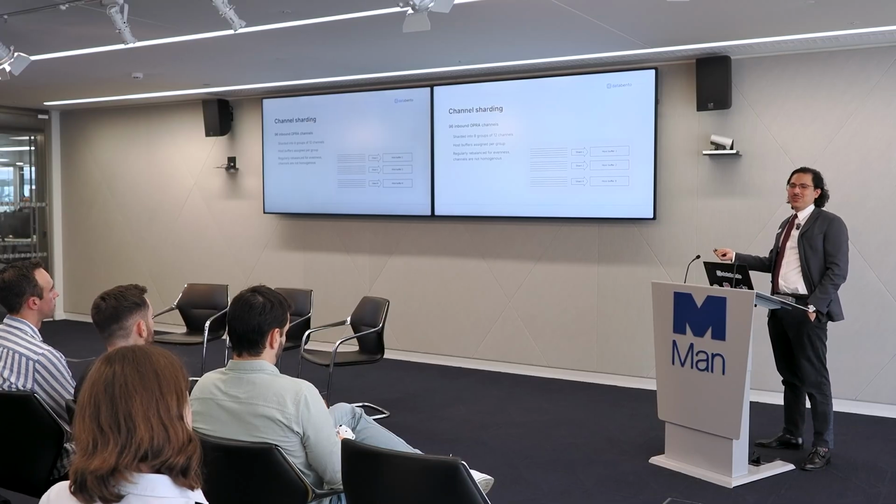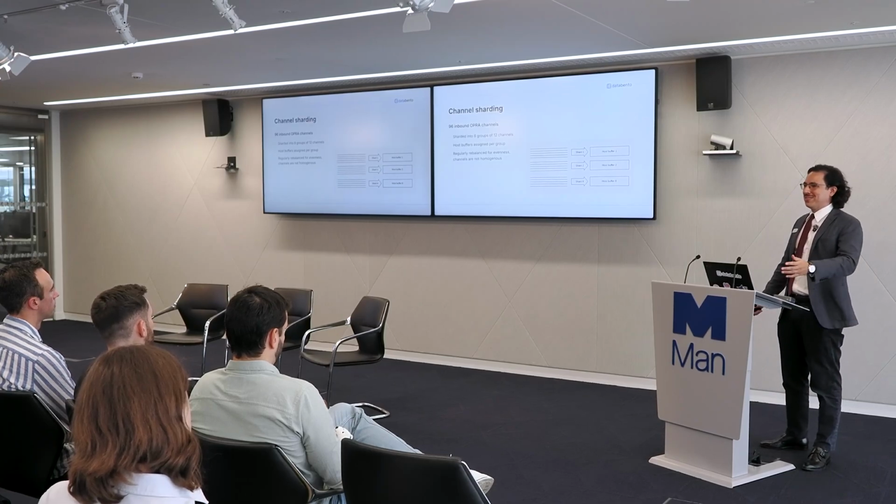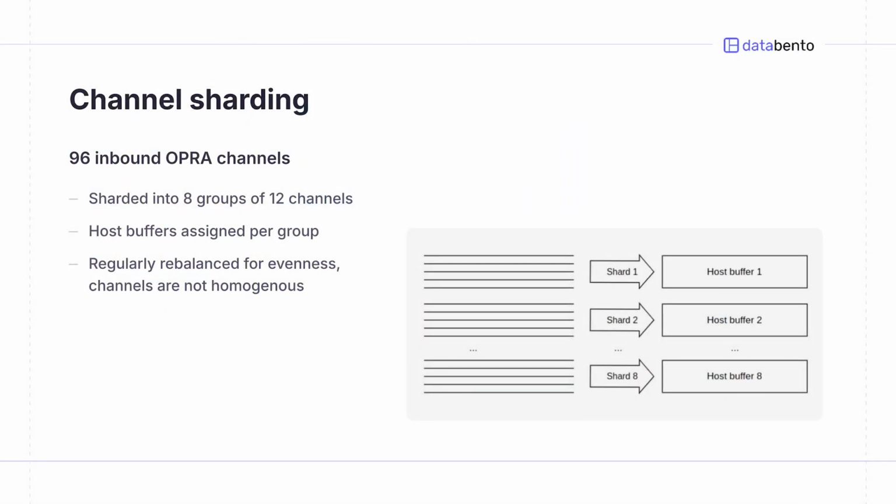Now, this doesn't mean that you can just take the nice hardware, dump the feed into it, and expect everything to work. We tried that. It doesn't work. So we have to get a little bit creative. One thing that we do is increase the parallelization of our capture by sharding the feed into multiple blocks. So OPRA is not one giant line. It's actually 96 separate channels, and they distribute the options across those channels. And what this means is that each channel is relatively independent from the others, which means that we can process them in parallel. So what we do is we take all those 96 channels, we group them into 8 blocks of 12, and we assign a 4 GB host buffer in the network card to each one of those shards.